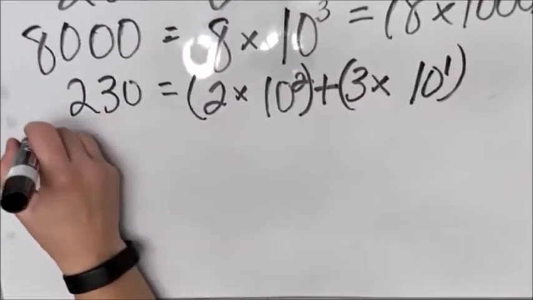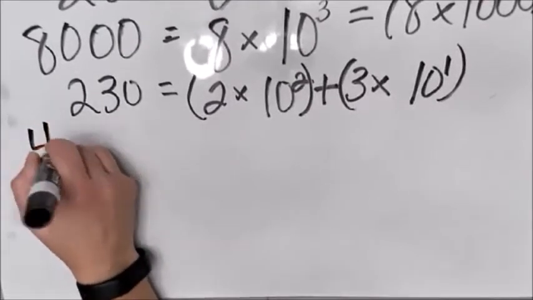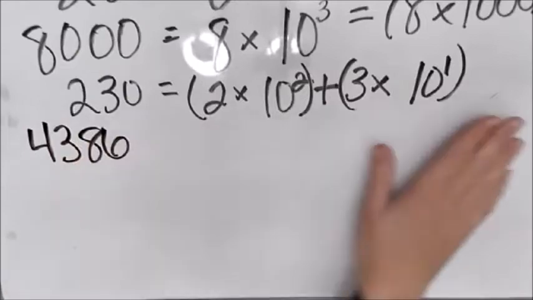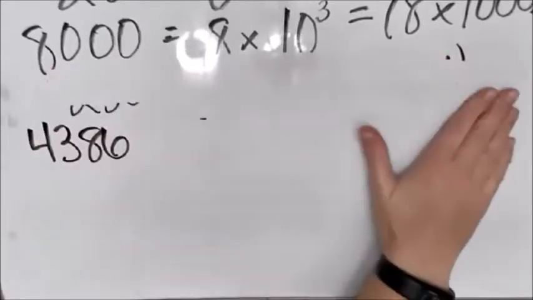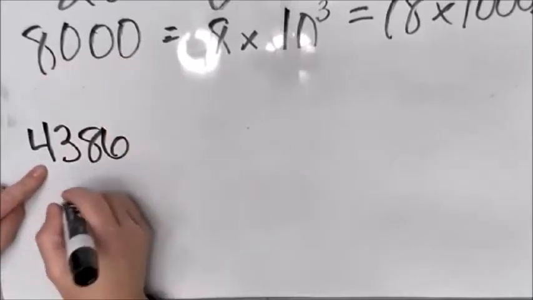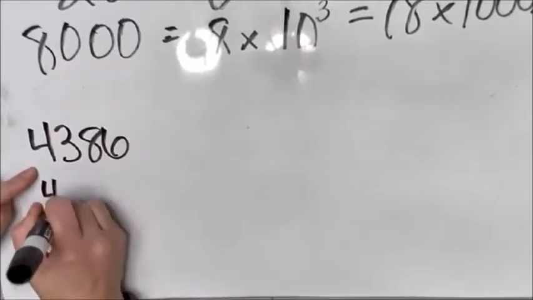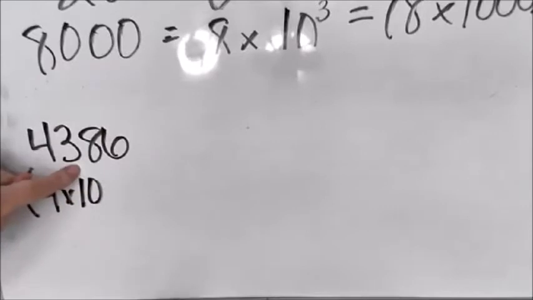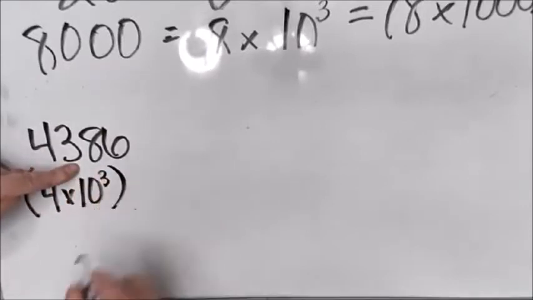Okay, let's do a bigger number. Let's do 4,386. I'm running out of room a little bit here. Let's do this. Okay, so we're starting with the 4,000. So we start at the biggest category. I'm going to write it down below so we have enough room. 4 times 10, and we're in the thousands place. We have 1, 2, 3 places we're not counting, so 10 to the third.